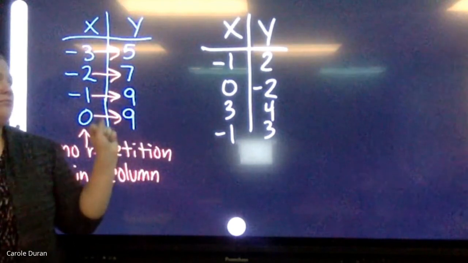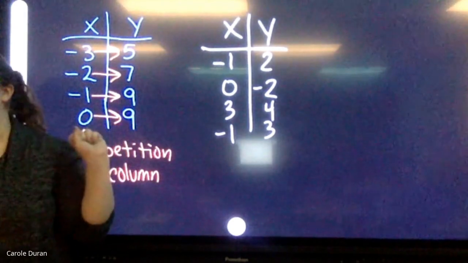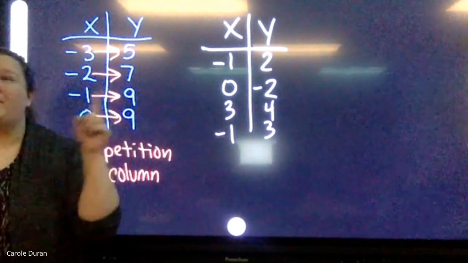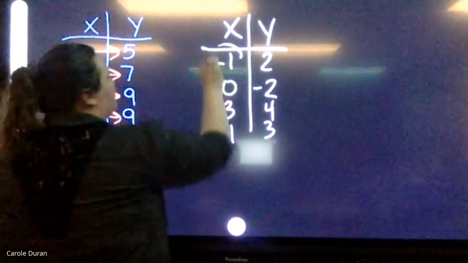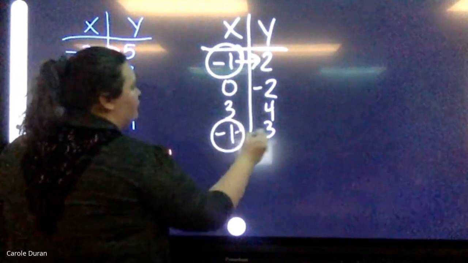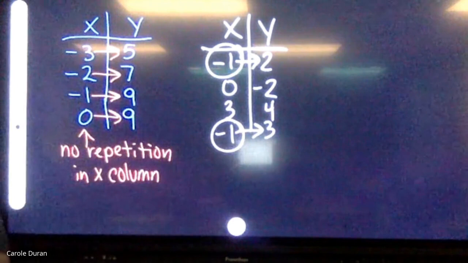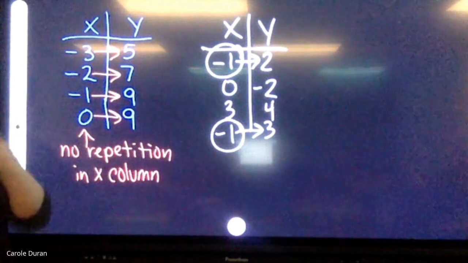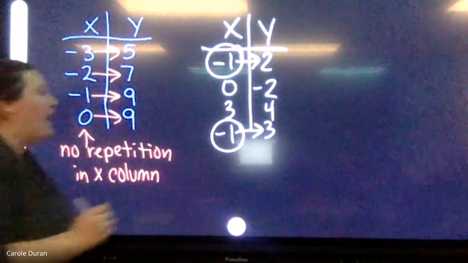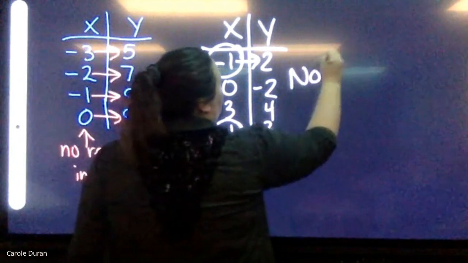Grant, yes or no? How do you know that? Because -1 goes to 2. Okay, so my first red flag is that -1 is written on here twice. So when I look at it, I see, as Grant pointed out, that -1 is mapping or related to 2 different outputs. So that means that this is not a function.